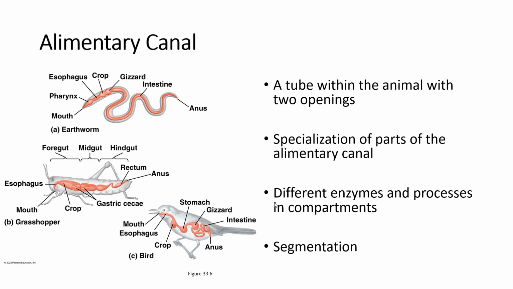The rectum is generally involved in elimination. The large intestine is involved in the absorption of water, small intestine in the absorption of amino acids and vitamins, and the stomach often involved in the digestion of proteins. Different enzymes and processes occur in all the different compartments, and I invite you to look at the mammalian system that goes in depth about all the different things that go on in the different compartments.